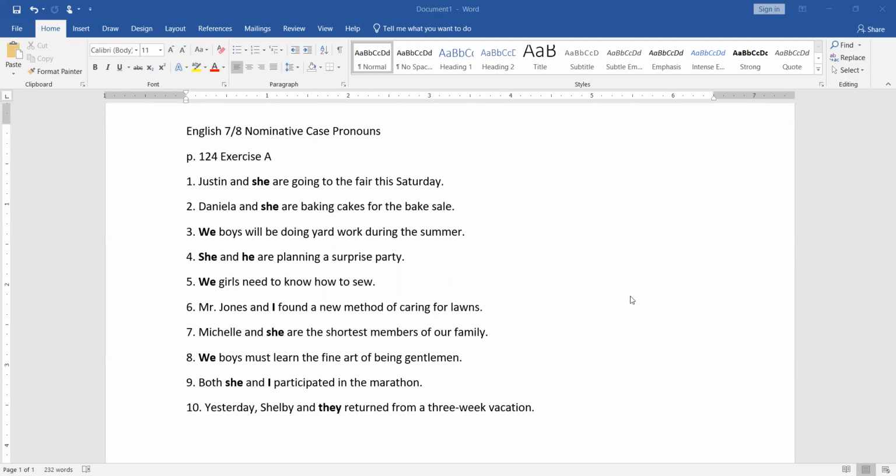4 is a compound. She is planning a surprise party and he is planning a surprise party. So when you separate them and change that verb to singular, you can see that it's she and he, not her and him. Number 5, again, you have an appositive, girls. Take it out. We need to know how to sew. So you know what version to use.